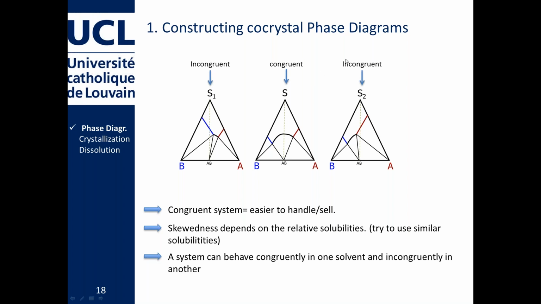How can you switch from a congruent to an incongruent system? Well, nothing stops you from changing the nature of the solvent. If you say, I'm working here with water, it is congruent, I'm happy. Imagine you're working with methanol, it's incongruent, why not switch to water? You have a congruent system, might be easier to work with. So by changing the solvent, you can switch from a congruent to an incongruent system, or vice versa.